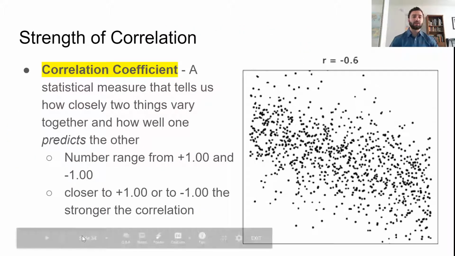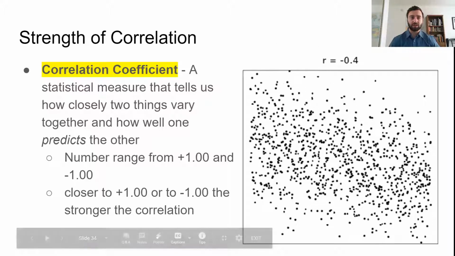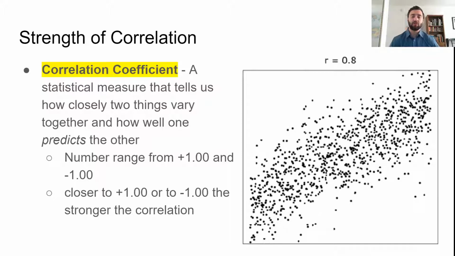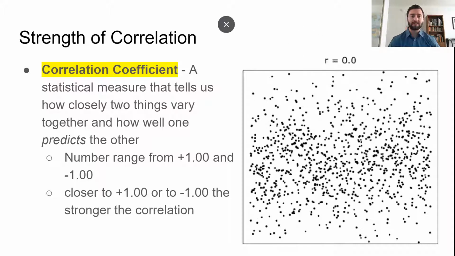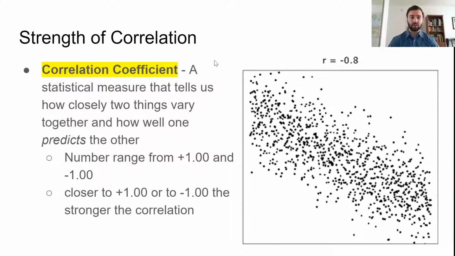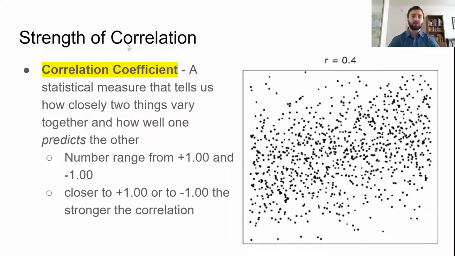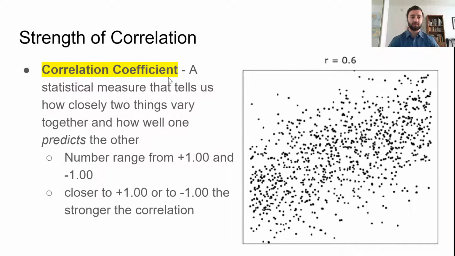Okay, so what we're going to talk about now is some of the information that we're going to be getting, or why we do correlational studies. The big thing is we're going to be looking at how things correlate, right? What does that mean? The first thing we have to talk about is the strength of a correlation, which is determined by what we call the correlation coefficient.